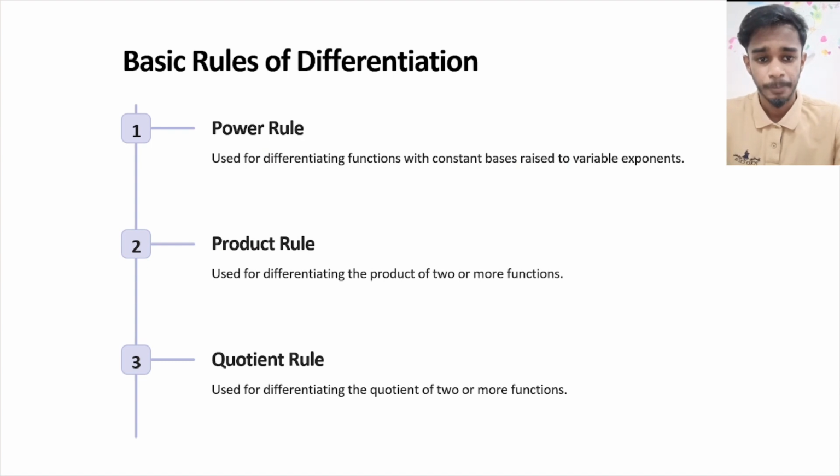There are three types of basic differentiation rules that madam teaches. First one is power rule, second is product rule, third one is quotient rule. Power rule is used for differentiating a function with a constant base raised to a variable exponent, and second, product rule is used for differentiating the product of two or more functions, and last one is quotient rule. Quotient rule is used for differentiating the quotient of two or more functions.